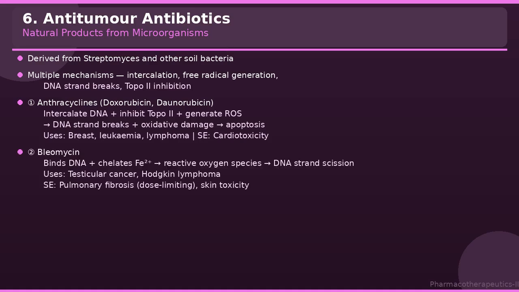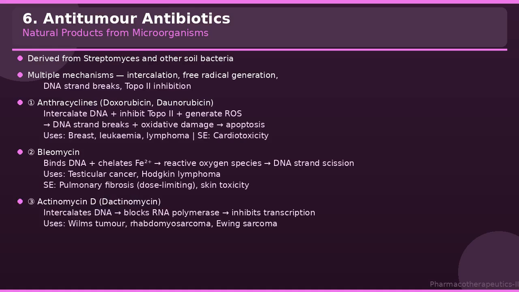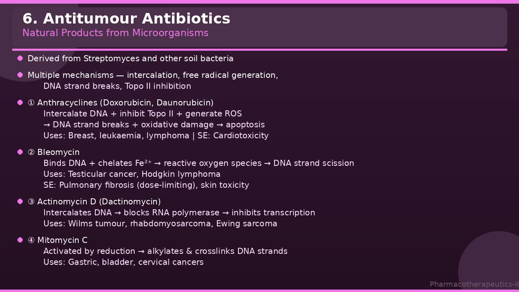Doxorubicin is a workhorse agent used in breast cancer, leukemia, and lymphoma, but carries dose-limiting cardiotoxicity. Bleomycin has a unique mechanism. It binds DNA, chelates ferrous iron, and uses molecular oxygen to generate hydroxyl free radicals that cause single and double-strand DNA scission. It is used in testicular cancer and Hodgkin lymphoma. Its dose-limiting toxicity is pulmonary fibrosis.